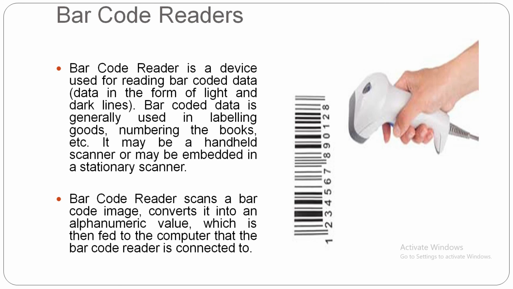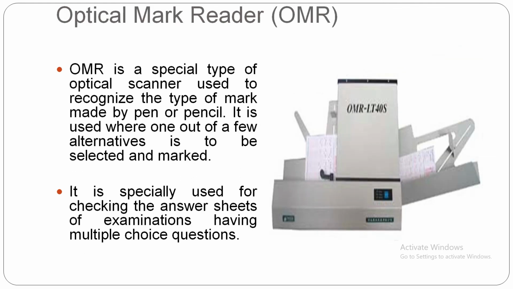Barcode readers. A barcode reader is a device used for reading barcoded data in the form of light and dark lines. Barcoded data is generally used in labeling goods, numbering the books, etc. Next is OMR. OMR is a special type of optical scanner and it is mostly used for checking the answer sheets of examinations having multiple choice questions.